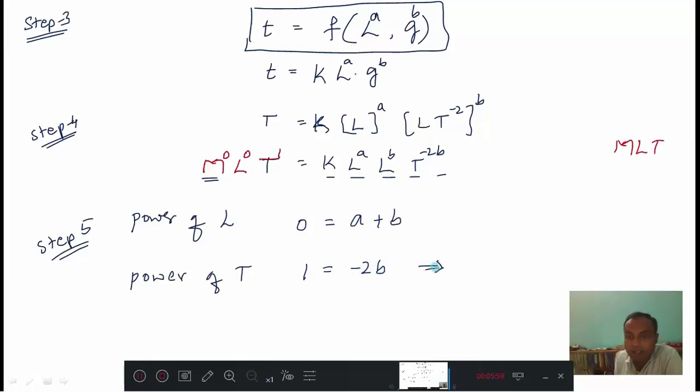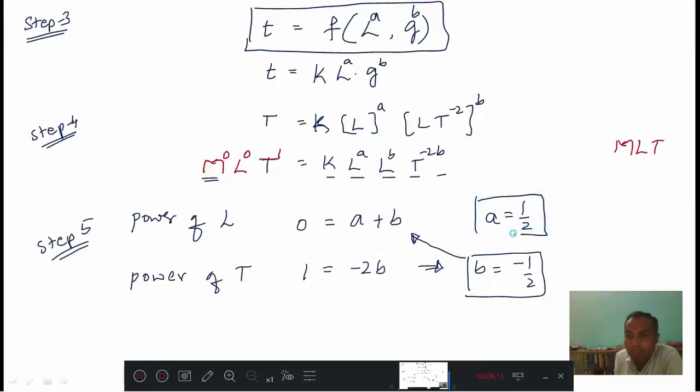From this I can write B is equal to minus 1 by 2. I got a value of B equal to minus 1 by 2. This B equal to minus 1 by 2 I will substitute here, then I will get A equal to plus 1 by 2. Right? Now we have got the values of A and B.